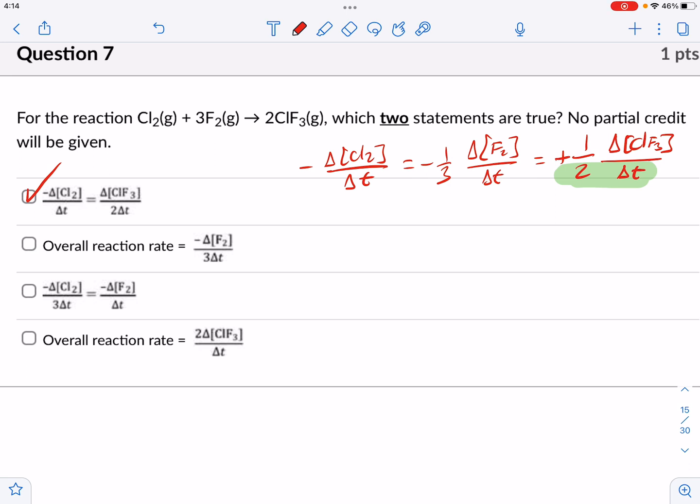The overall reaction rate is minus delta F2 over 3 delta t. Any of these terms can be used to express the overall reaction rate. Those three terms are equivalent when it comes to expressing the overall reaction rate. So now we have negative delta F2 over 3 delta t, and that's exactly what we have here, 3 delta t and the negative sign. So that one is correct.